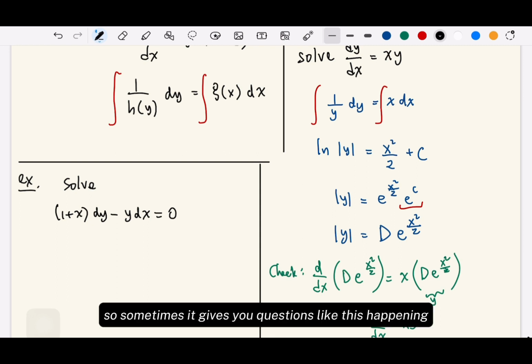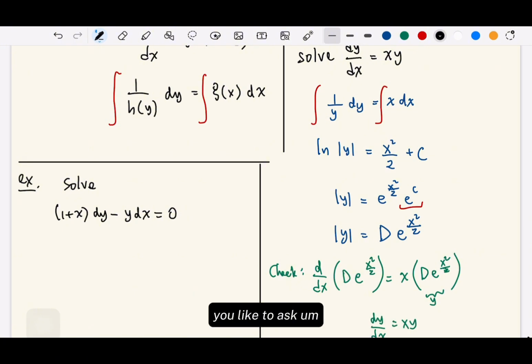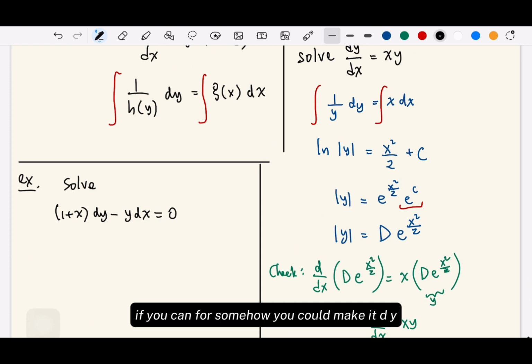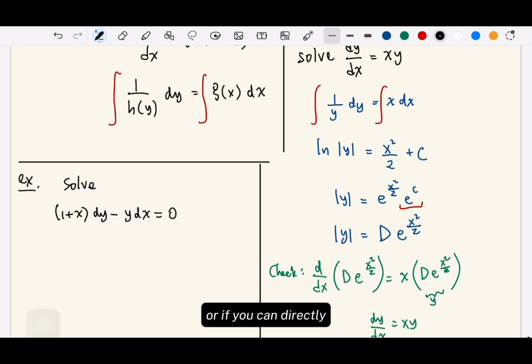So sometimes it gives you equations like this, having dy/dx. If you can somehow make dy/dx equal a function of x and y, it means that it's separable. Or if you can directly separate y, let's say y on the left and x on the right, then you could just do the integration. I think it's very simple.